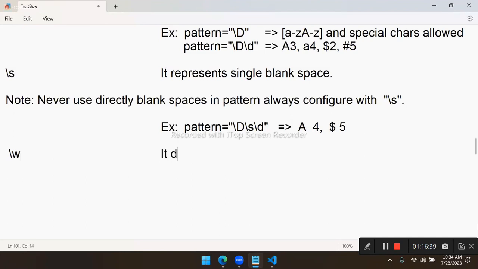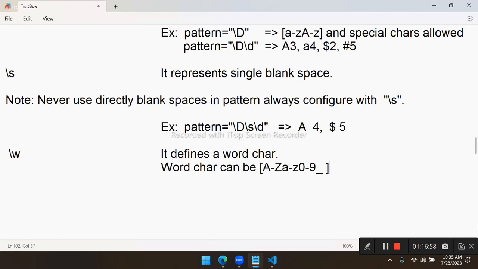Actually, it defines a word character. Generally, a word character can be an uppercase alphabet, lowercase alphabet, number, or underscore. Only these characters are allowed. Others are not allowed. These are called word characters.